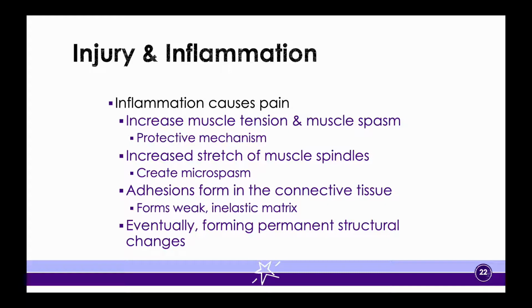So when that happens, we get increased firing of the muscle spindles, or an increased stretch of the muscle spindles, which also creates this microspasming. When this happens, adhesions start to form on the connective tissue. These little tiny adhesions start to form all over the fascia, creating this inelastic matrix, like a lattice spreading out and forming all over the place. It's pretty weak. It's not strong in nature. But eventually it starts to form into a more permanent structural change, and that's when we start to have more issues.